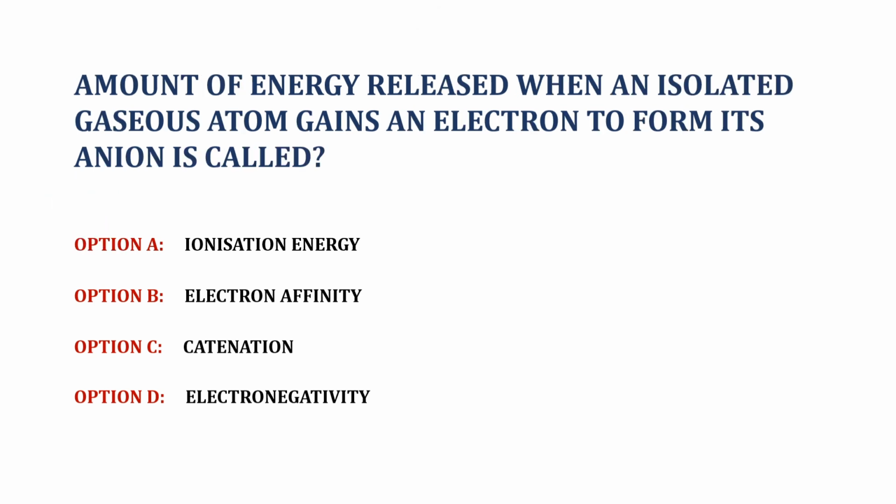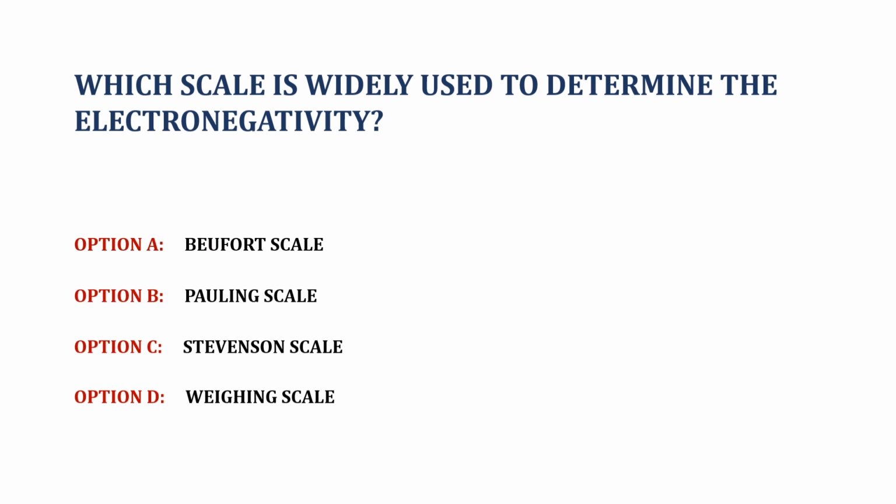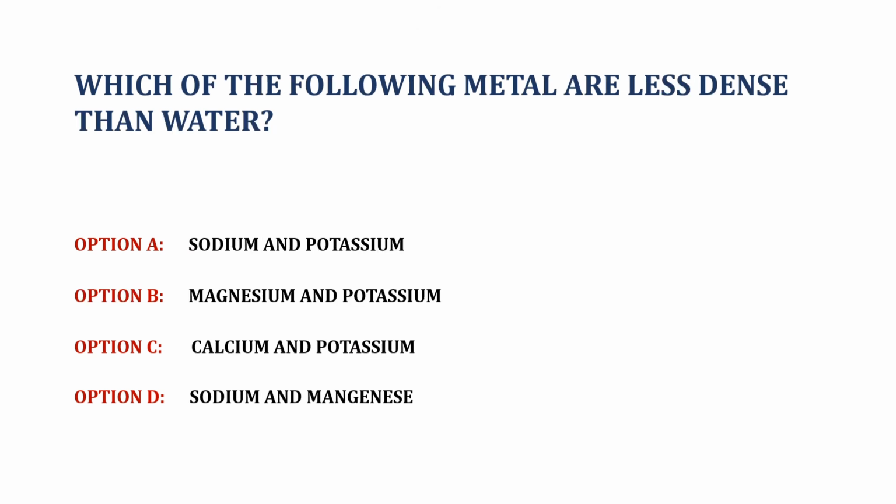Amount of energy released when an isolated gaseous atom gains an electron to form its anion is called? Option B, electron affinity. Which scale is widely used to determine the electronegativity? Option B, Pauling scale. Which of the following metal are less dense than water? Option A, sodium and potassium.